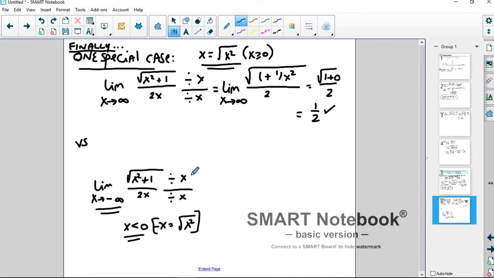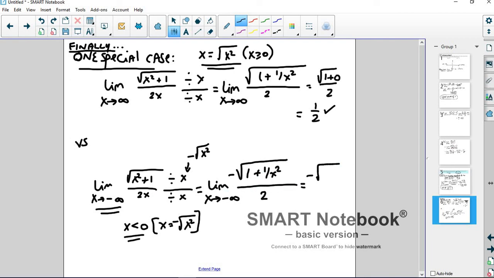And so up here then, I have to take that negative sign, put it on the other side. X is equal to negative square root of x squared, and so I get the limit as x goes to negative infinity. Square root, I'm dividing by, remember, negative square root of x squared, so I put a negative out front, and I get 1 plus 1 over x squared. On the bottom, I get regular stuff, 2, and so I get negative square root of 1 plus 0 over 2, and so my answer now is negative 1/2.